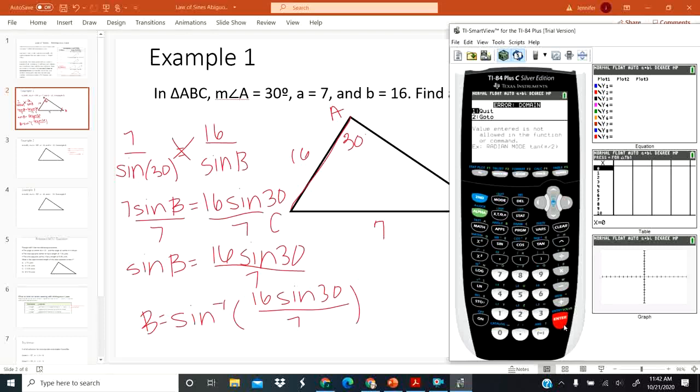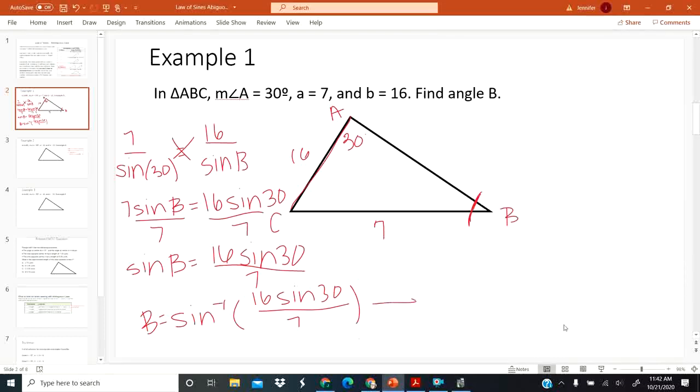And when I hit enter, it tells me there's an error. So whenever that happens, and if you look back over and make sure that all of your work is correct, that means that no triangle can be formed that has these dimensions. So this gave me an error. And so what's going to happen there is for angle B, there's going to be no solution.